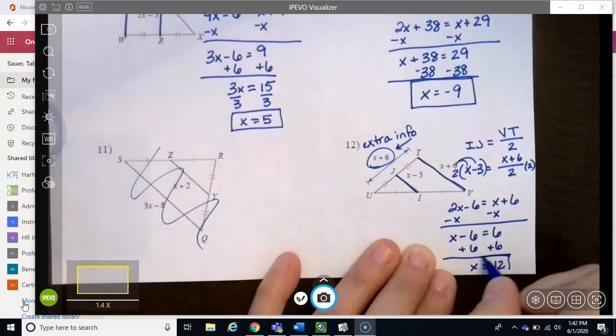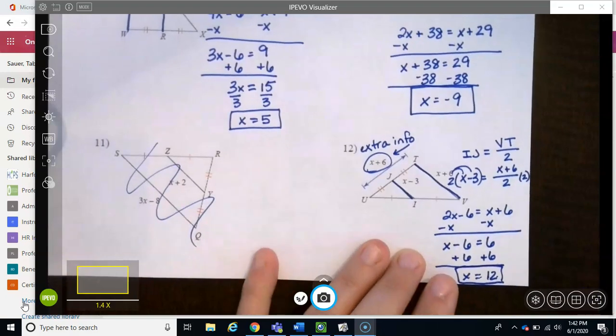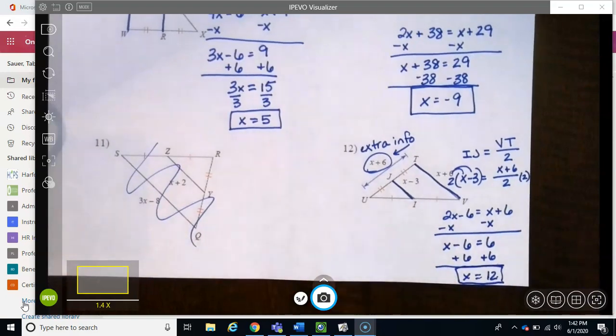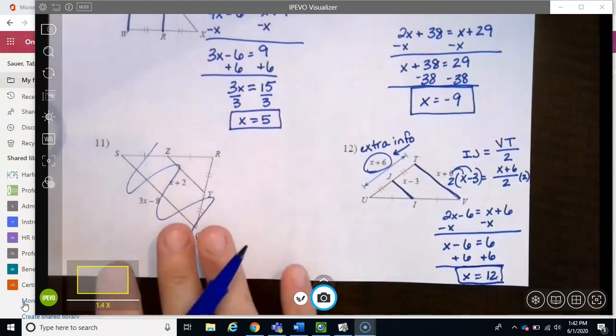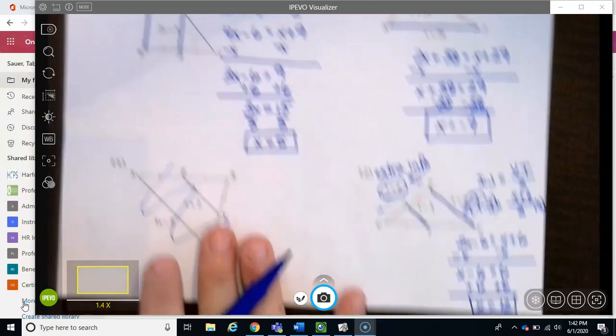And get x is equal to 12. If I went too fast on that, you can always rewind, pause, do what you got to do. But that's all the examples we're going to do as far as midsegments of triangles. Now I'm going to switch over to midsegments of trapezoids.